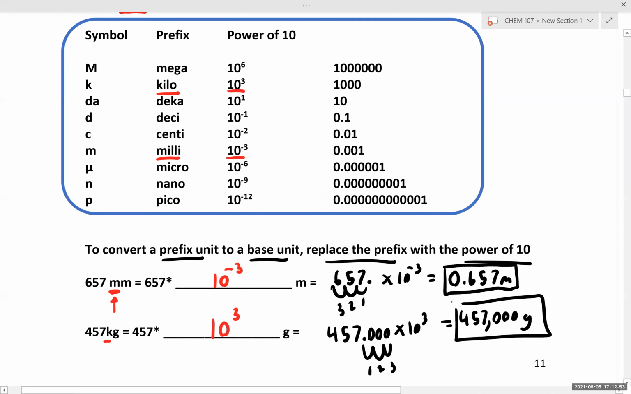So we've talked about each of the common metric prefixes, their base 10 value, and we've shown how we can convert from a prefix unit to a metric base unit by replacing the prefix with its corresponding power of 10.